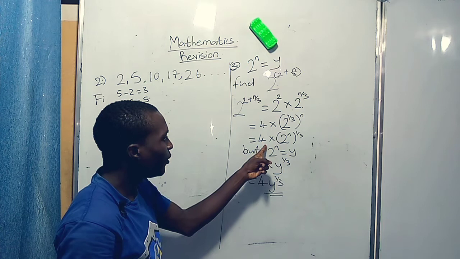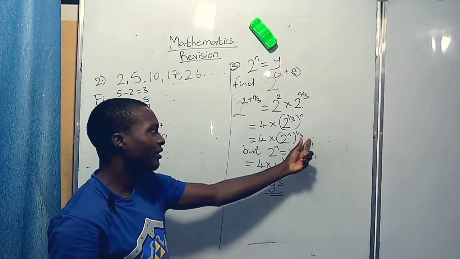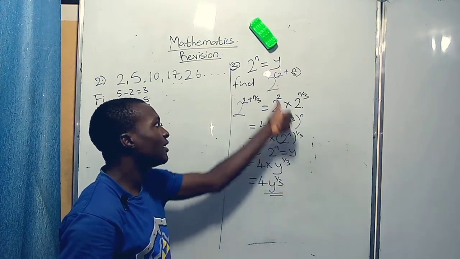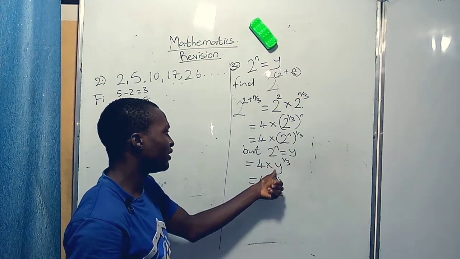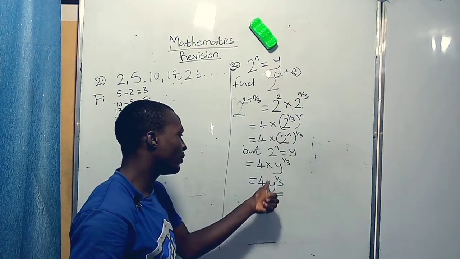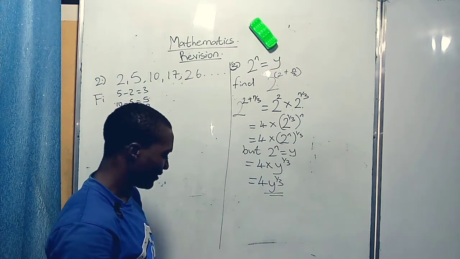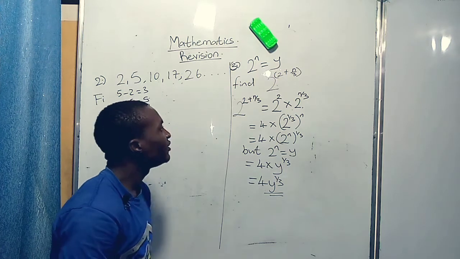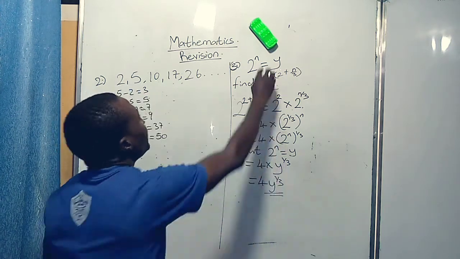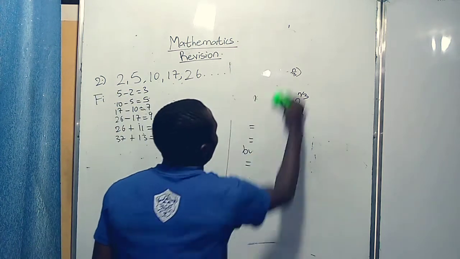And then you're going to have 4 multiplied by 2 raised to the power of n, raised to the power of 1 over 3. But 2 raised to the power of n is given as y. So whenever I see 2 raised to the power of n, I'll put y. So I'm going to have 4 times y raised to the power of 1 over 3, which gives me 4y raised to the power of 1 over 3. Very, very simple. So let's move on to the next question, which is question number 4.